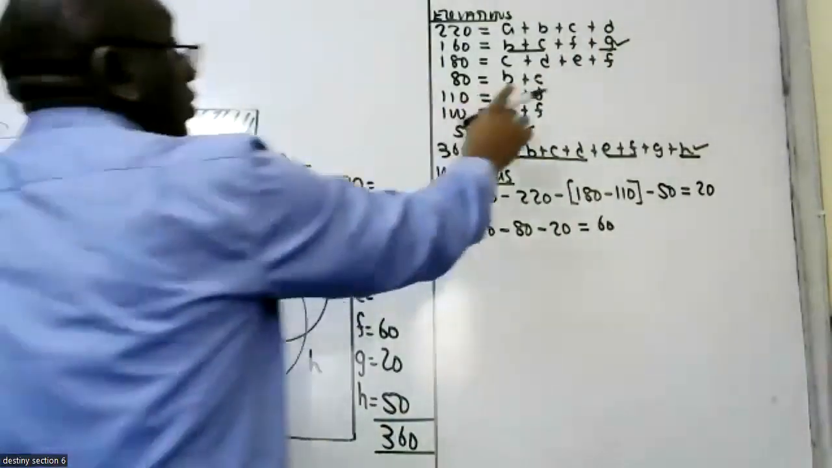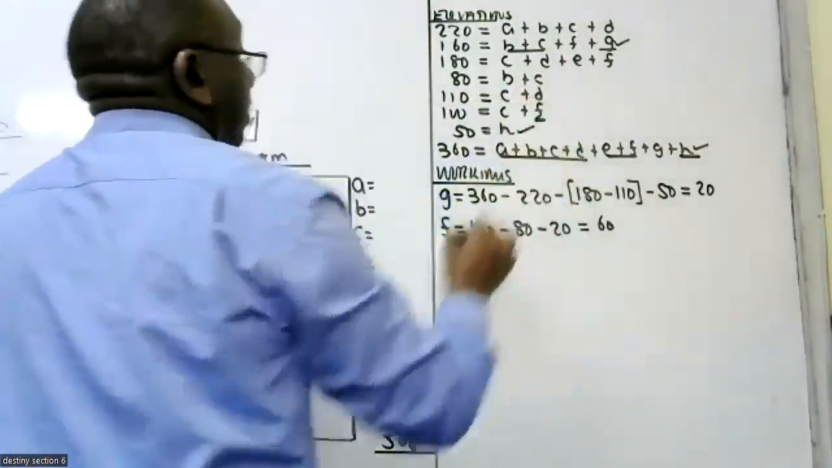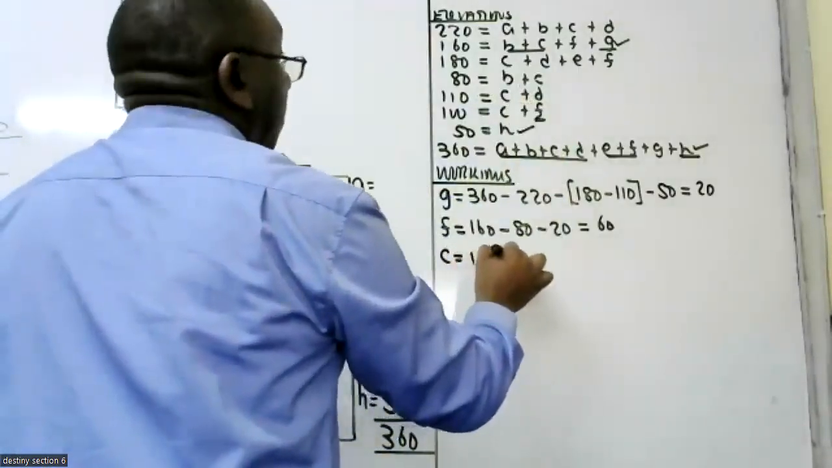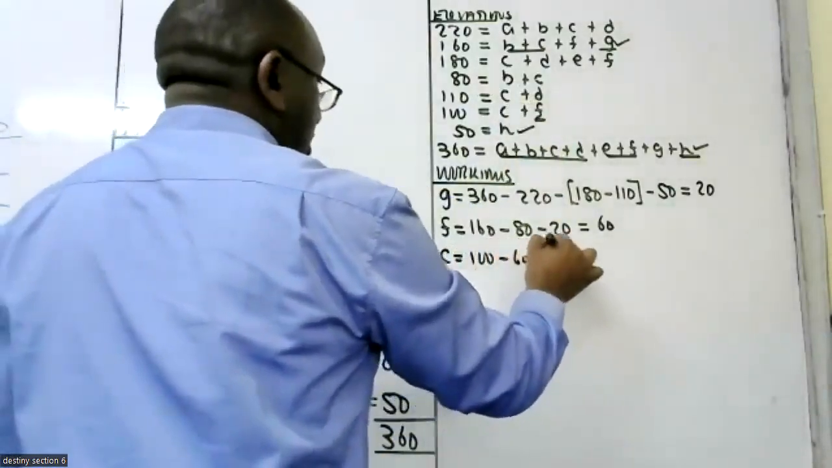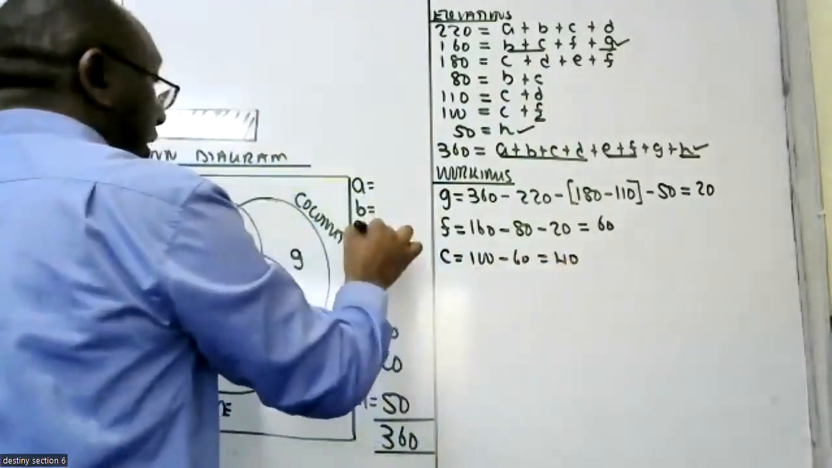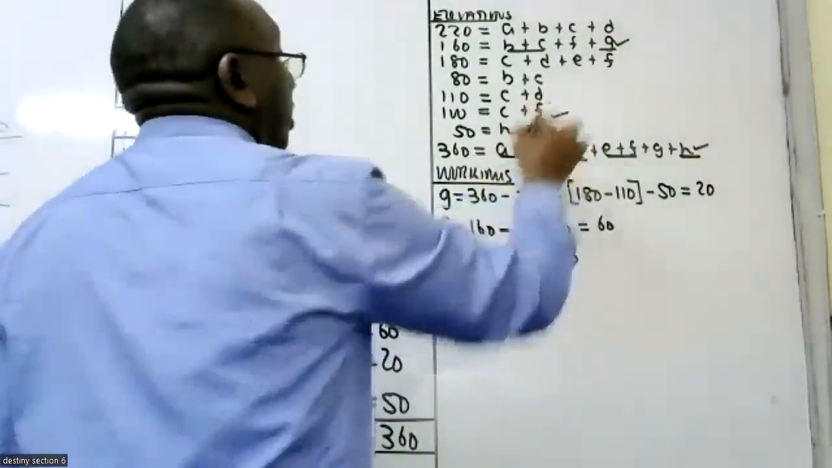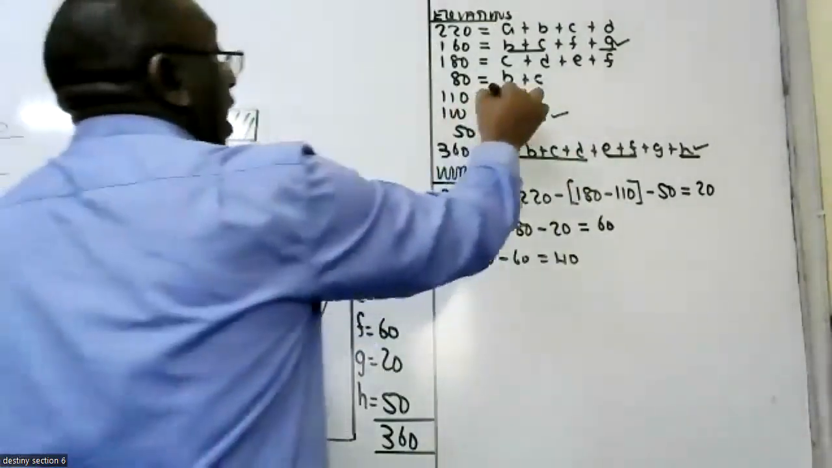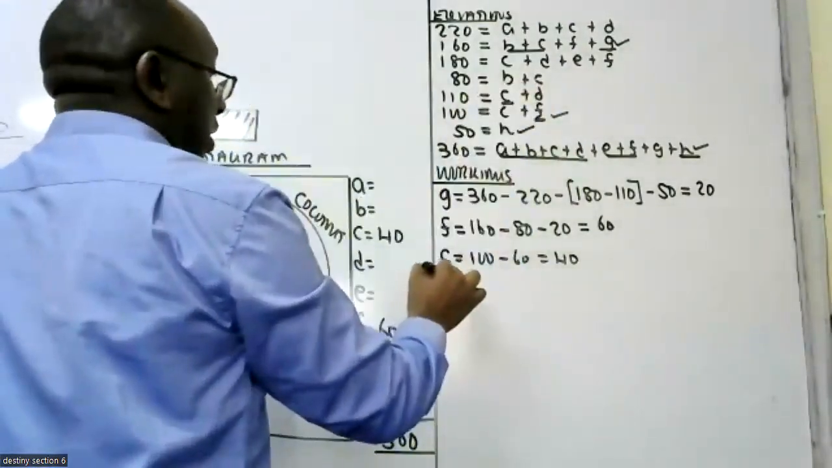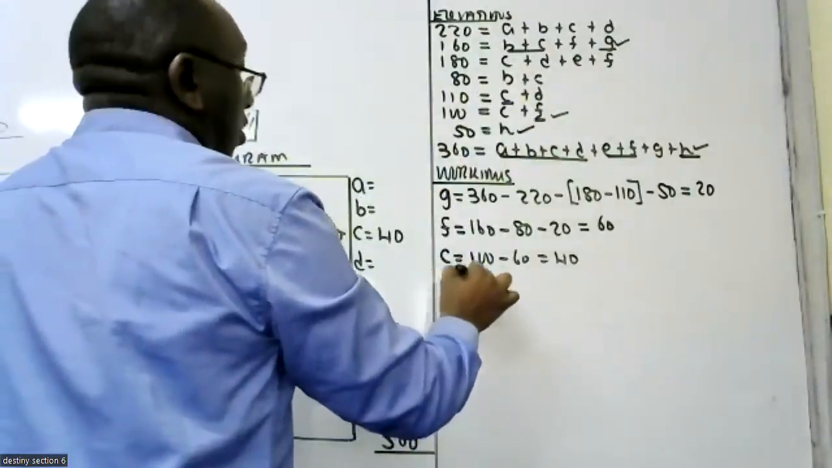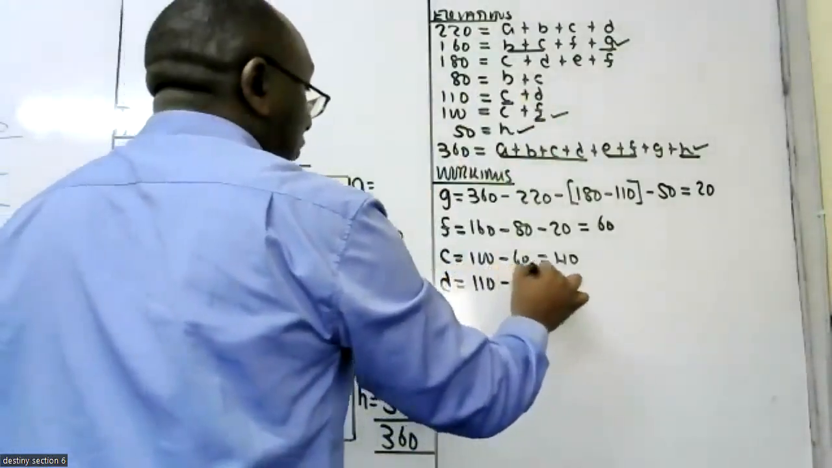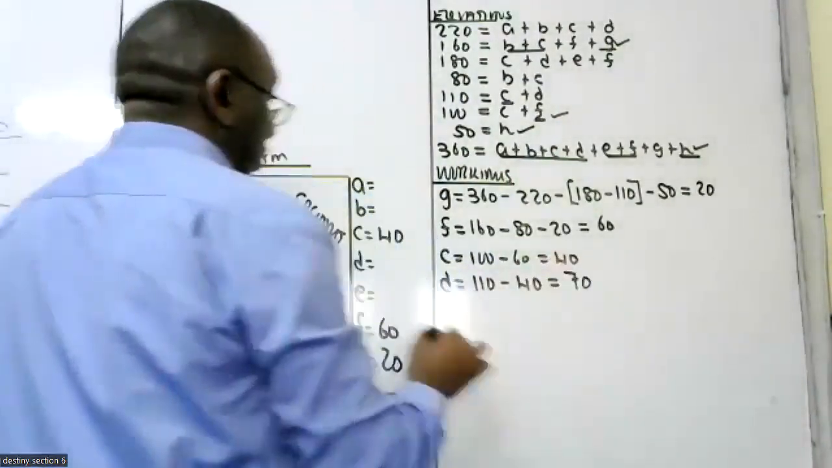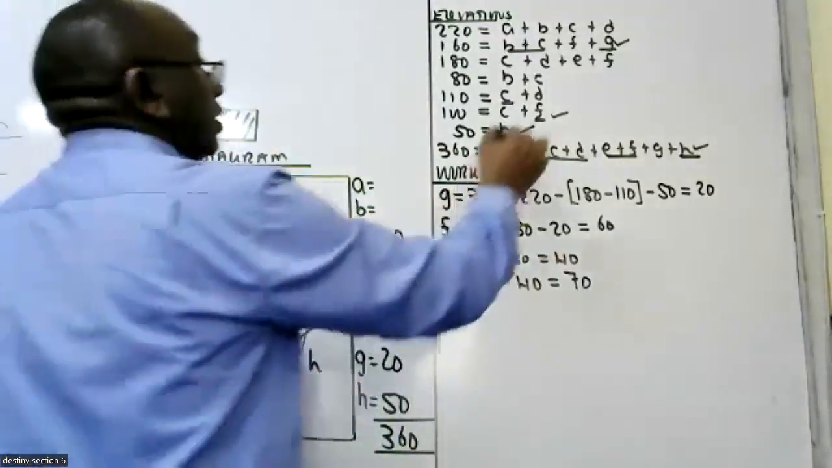So we come here and find it together with C, we say that C should be 100 minus 60, which is 40. So you put C there to be 40. That has helped when you move on. Then here, C will help us. We say D is 110 minus 40. That must be 70. So D is 70.